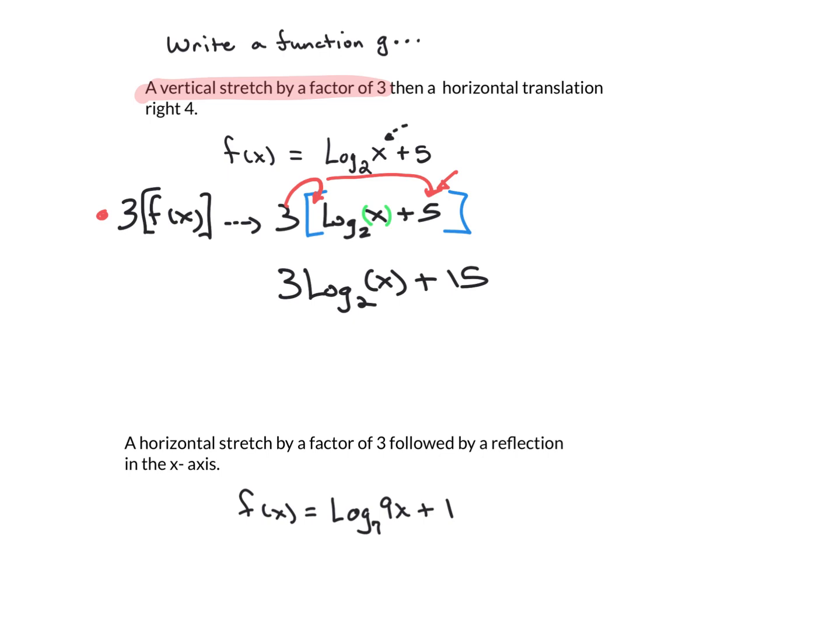And then we want to do a horizontal translation right 4. So a horizontal translation right 4 is f of x minus 4. And remember, that is going to go in where that x is. So that gives us 3 times log base 2 of x minus 4 plus 15. And that's your final answer.